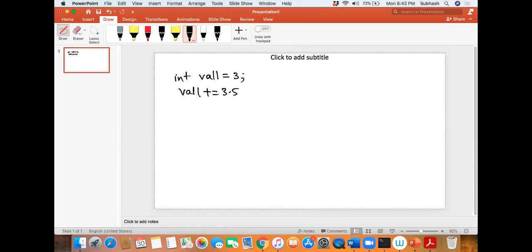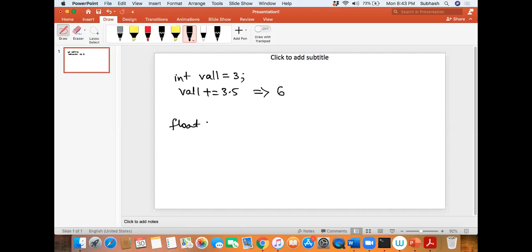No, when you do this, the result will be stored in val1, that is the type of val1. That is the reason that after doing 3 plus 3.5, it will not give you 6.5, it will rather result in the value 6. Okay. The second one, what was it?